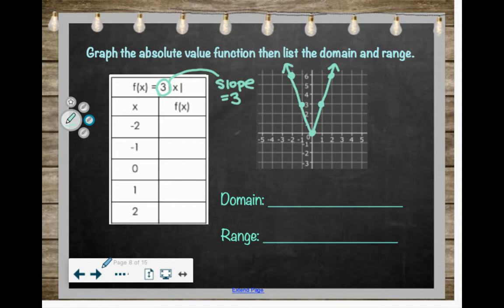So see how stretched out this graph is? That's because it has a slope of 3 instead of 1. But my domain is still negative infinity to infinity. It's still going to the left and to the right forever. And my range is still, bottom part is at 0, 0 to infinity.